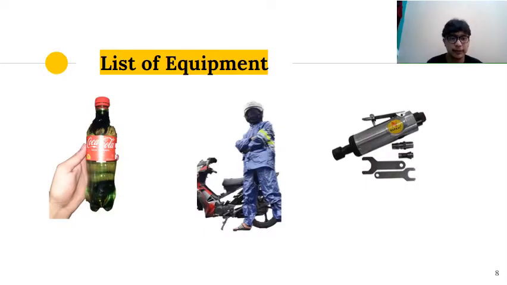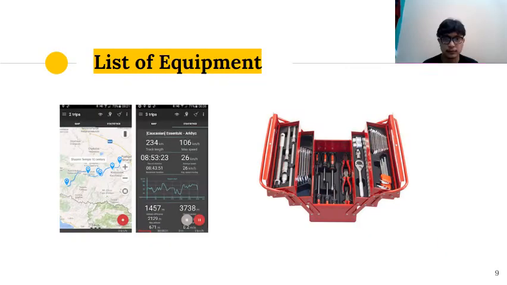In order to do the experiment, there is some equipment that will be used. The first one is a bottle that contains 250 milliliters of Pertalite fuel, and then a raincoat in case it is rainy, and then there is a grinder to help the reaming process. And then the next one is the geo tracker for measuring the distance, time, and average speed. And then there is a toolbox to assemble and reassemble the motorcycle components.